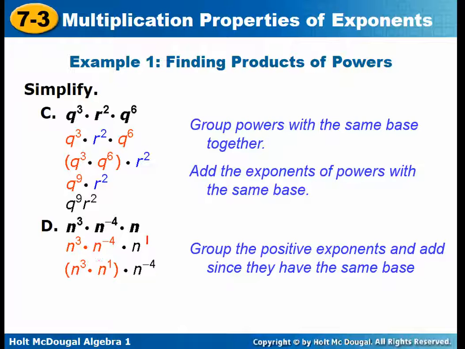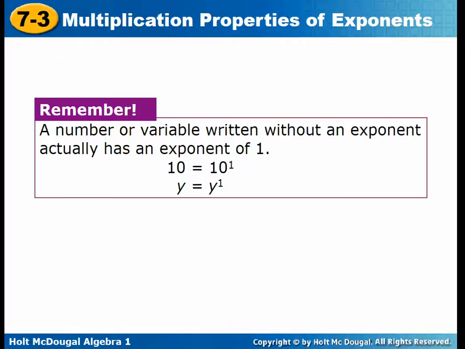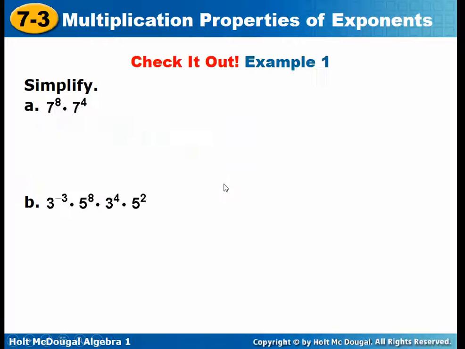So if we write these together, we can just add them this way. 3 plus negative 4 would be negative 1. Negative 1 plus 1 is 0. So we're going to have n to the 0, and anything to the 0 power is 1. So here we have that any variable or number written without an exponent actually has an exponent of 1, and you can always add that in there.